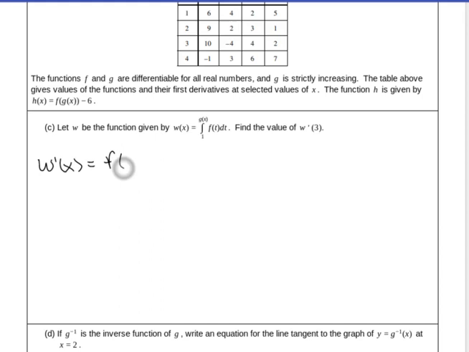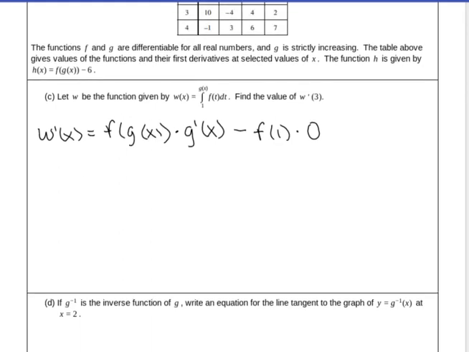So we're going to get f of g of x times the derivative of that upper bound, so times g prime of x, minus plug in the lower bound, f of 1 times the derivative of the lower bound, which is 0. So that second part cancels out. You don't have to write it. I just wanted to write it so that you guys could see that fundamental theorem of calculus times g prime of x. So that's our w prime of x.